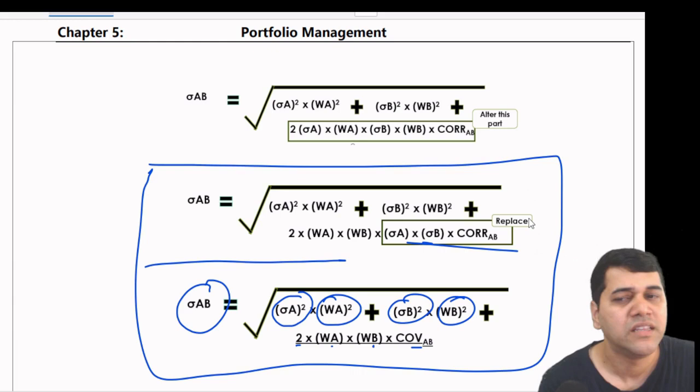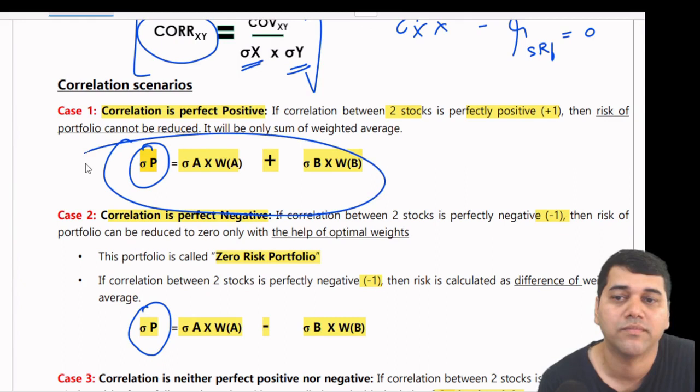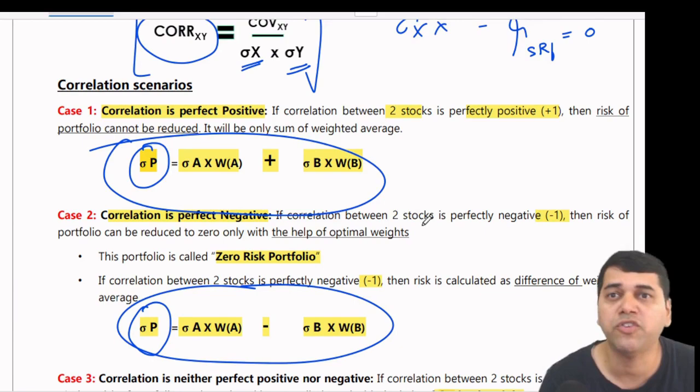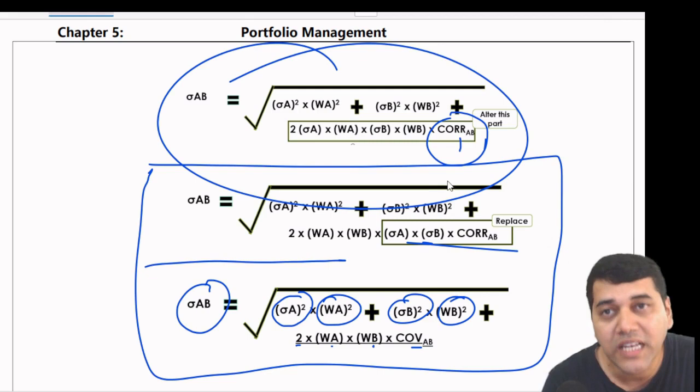This is for everything. But if the correlation is perfect positive or perfect negative, instead of this lengthy formula, you can go for this formula also. Otherwise, even in perfect positive or perfect negative, you can do this. But to calculate the risk of the portfolio, you need something called correlation, which is plus one or minus one. And correlation comes from covariance.